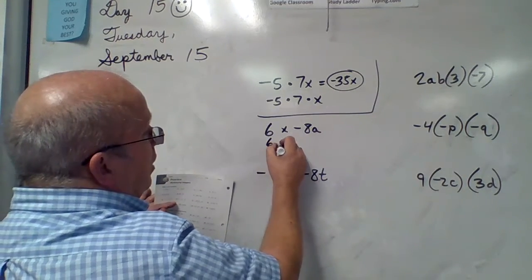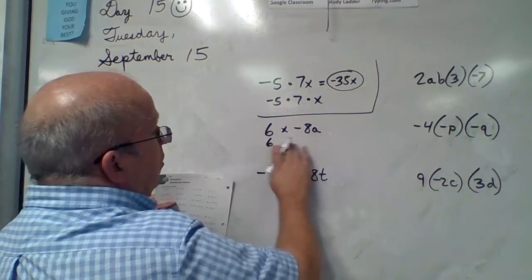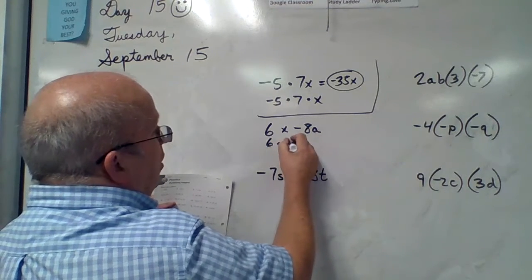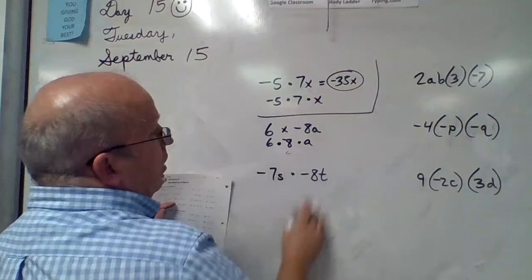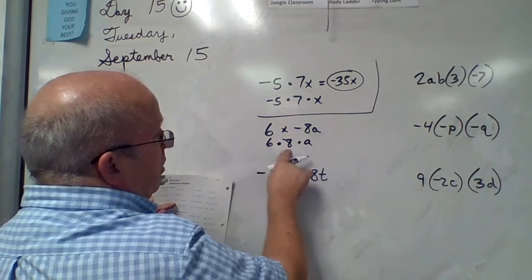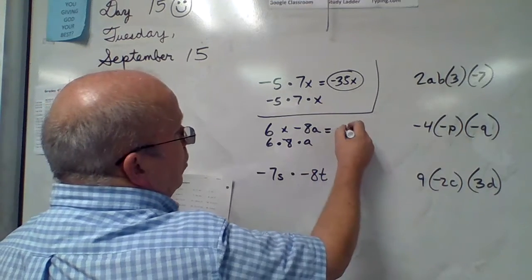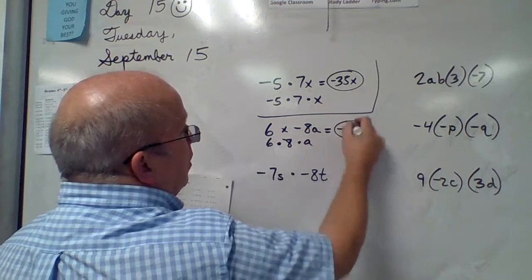Let's try this one. Again, it could be written like this. 6 times negative 8 times an a value. This times this is negative 48. Negative 48 times the remaining a. Done.